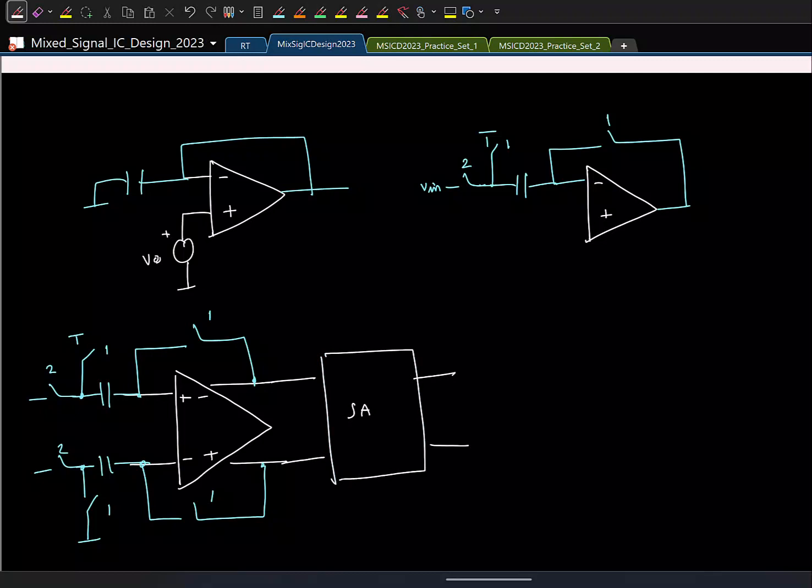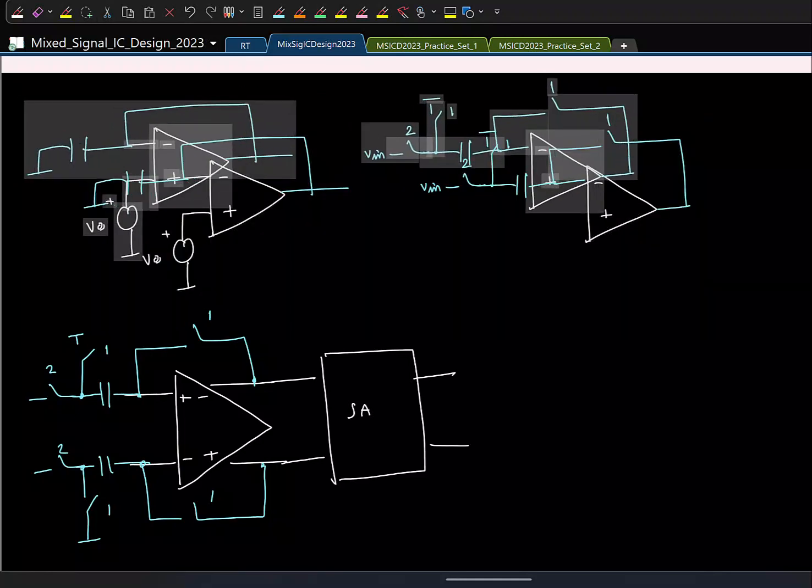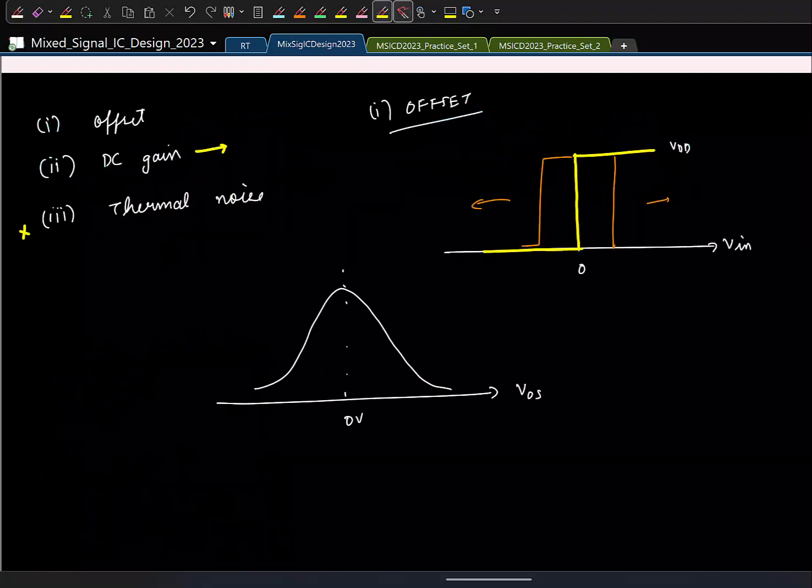Fine. Now it turns out this amplifier that is used before the latch is called a preamplifier. It turns out using this preamplifier will help us in one other aspect, which is basically the second non-ideality that we wanted to discuss, which was DC gain. Now let's see what DC gain means for a comparator, right?